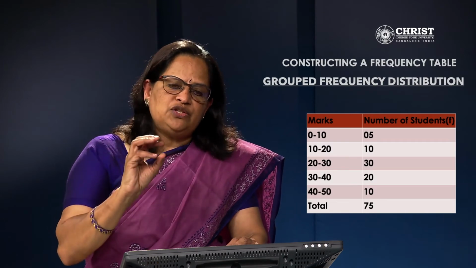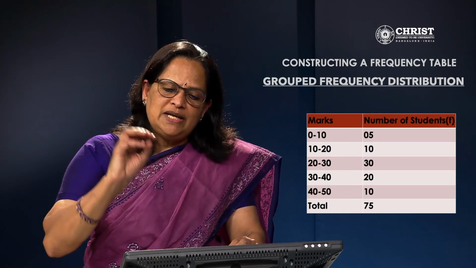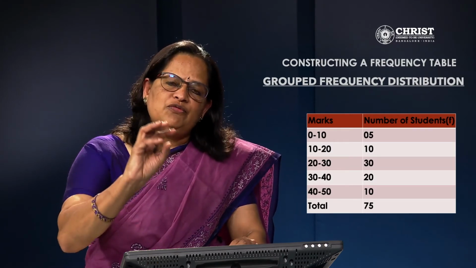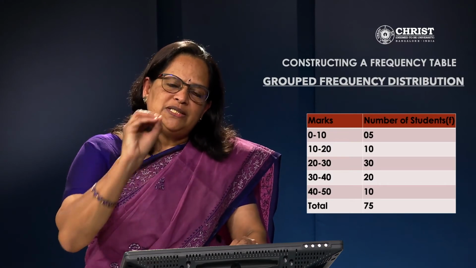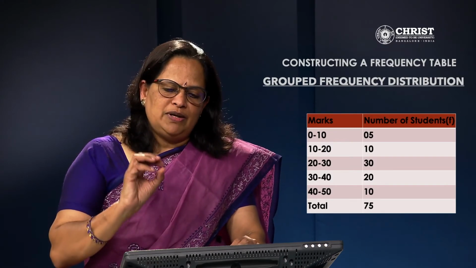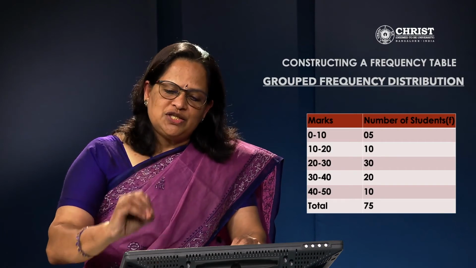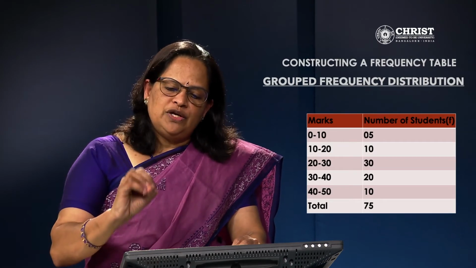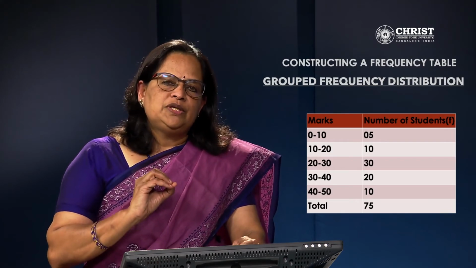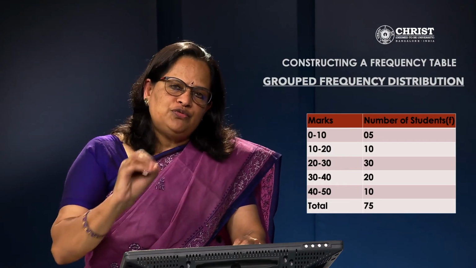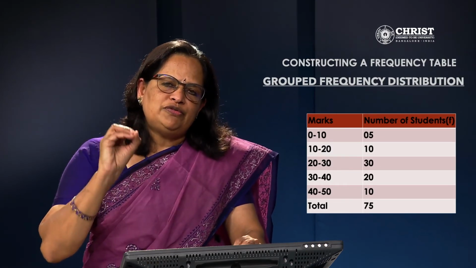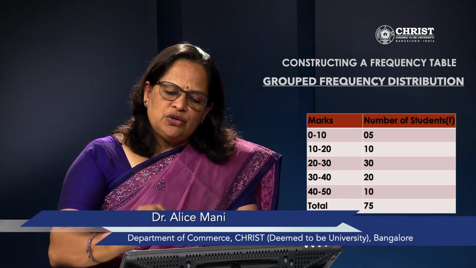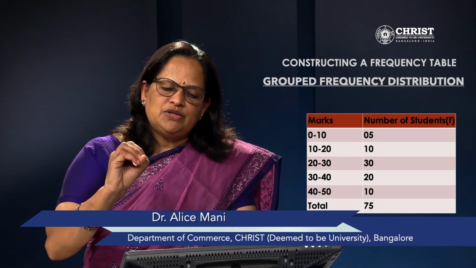Now in the first class, 0 is the lower limit and 10 is the upper limit. Like that for every class. 10 to 20 means 10 is the lower limit, 20 is the upper limit. So the first figure in each class is the lower limit and the last figure of each class is the upper limit. Any class, if you take 40 to 50, 40 will be the lower limit, 50 will be the upper limit. So 0 is the lower limit and 10 is the upper limit of the first class.